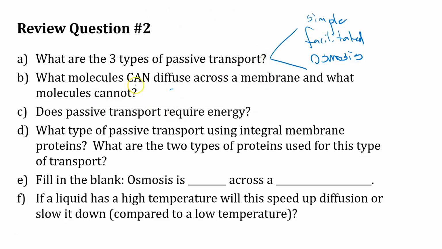Okay. What molecules can diffuse across a membrane and what molecules cannot? Well, remember that most of the membrane is hydrophobic, so it's got to be hydrophobic, or it can be really, really small. Examples of small things that can go across the membrane would be oxygen or CO2, the gases that are continually coming into and out of your blood. Otherwise, hydrophobic, this would be things like cholesterol or fatty acids, those types of things.